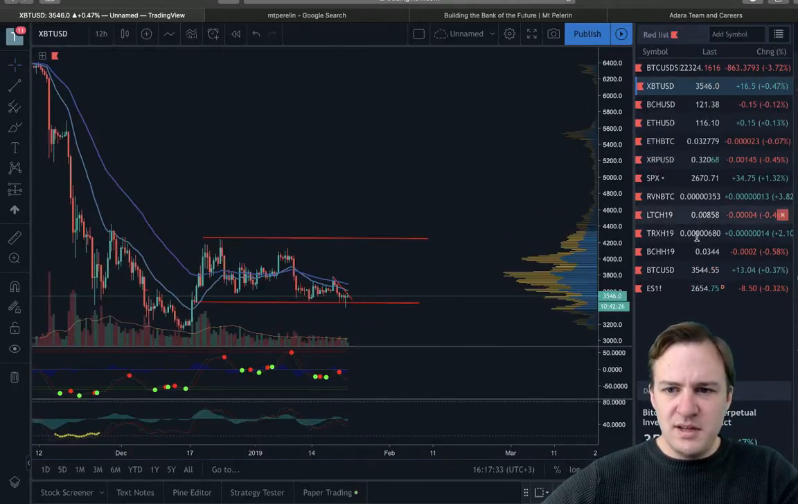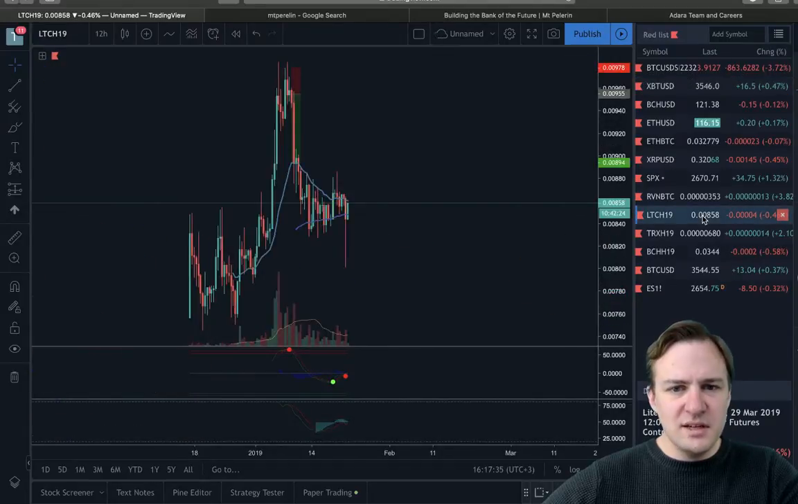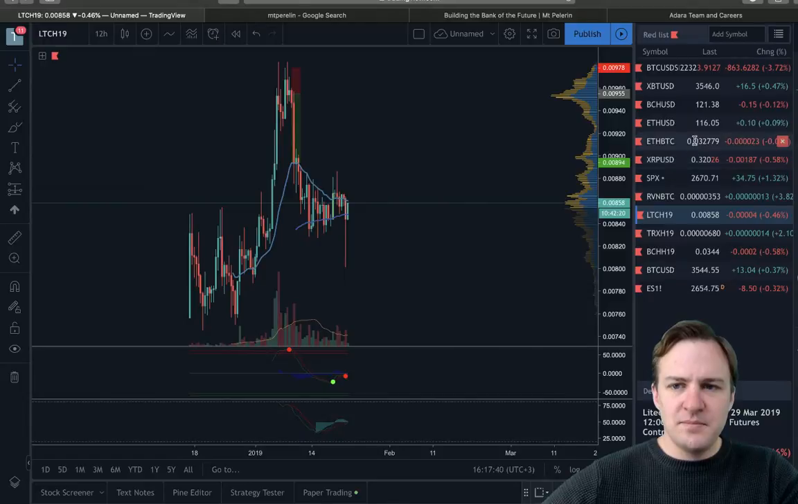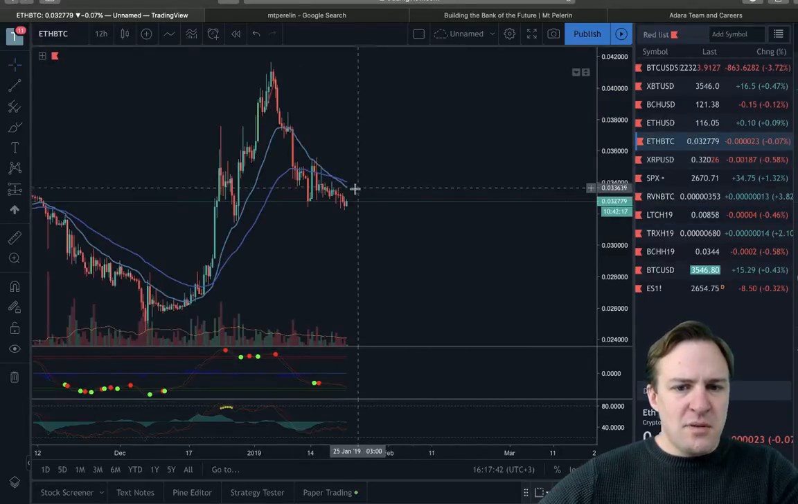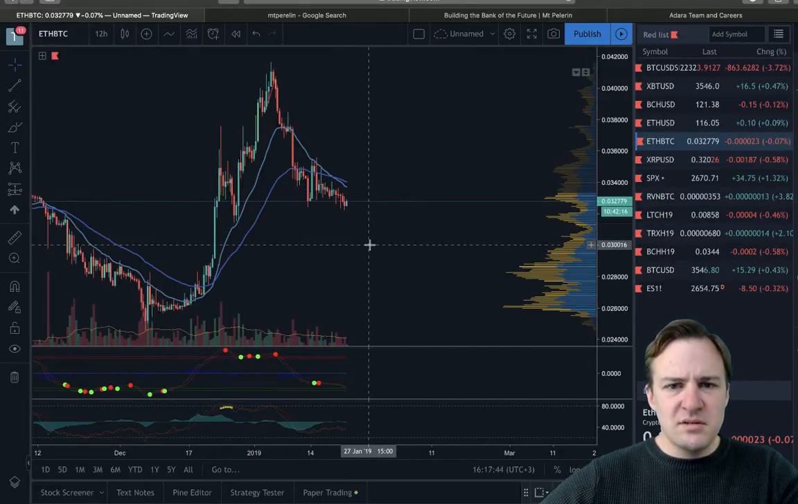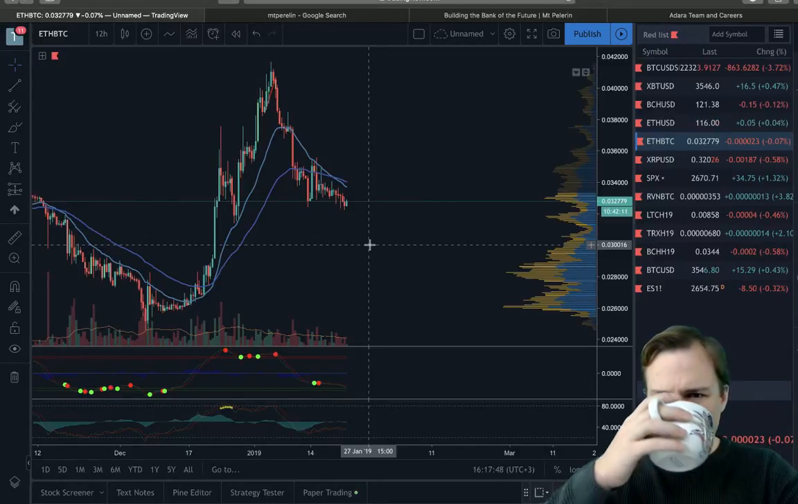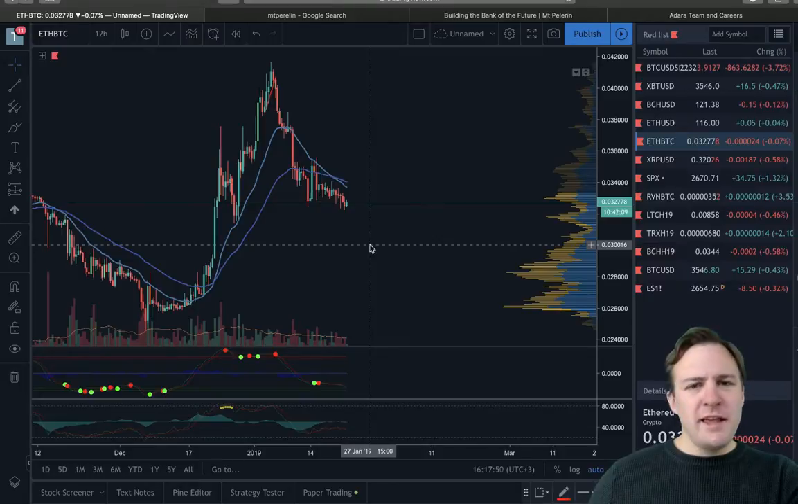Same thing for BTC, LTC. I don't know how much to say on that. ETH BTC probably has a bit more to come down. Maybe this 0.03 area. Yeah, that would look pretty nice.